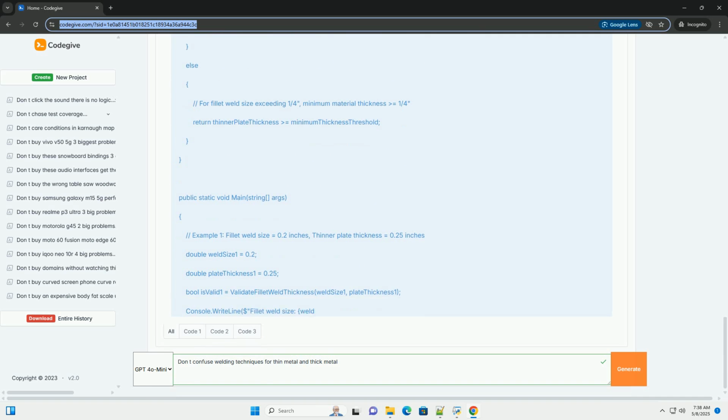Thin metal: codes might emphasize minimizing the heat affected zone, HAZ, and distortion. Non-destructive testing, NDT, like visual inspection and dye penetrant testing, may be sufficient. Thick metal: codes will focus on achieving complete penetration, preventing cracking, and ensuring adequate strength. More stringent NDT methods like ultrasonic testing, UT, or radiographic testing, RT, are often required to inspect the entire weld volume.